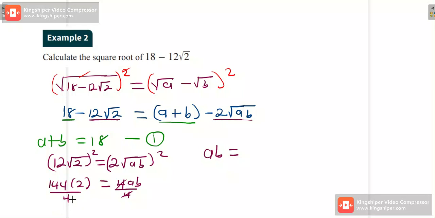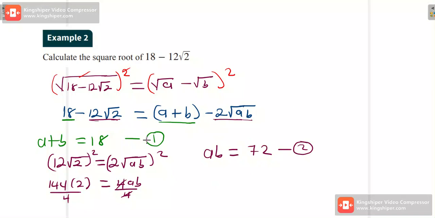Let me check. 144 divided by 2, we have 72. So the whole result is going to be 72. Or you can check that with your calculator: 144 times 2, then you divide everything by 4 and you will get 72. So when you simplify it, you are going to get AB equal to 72. And that is what we are going to take as our equation 2.